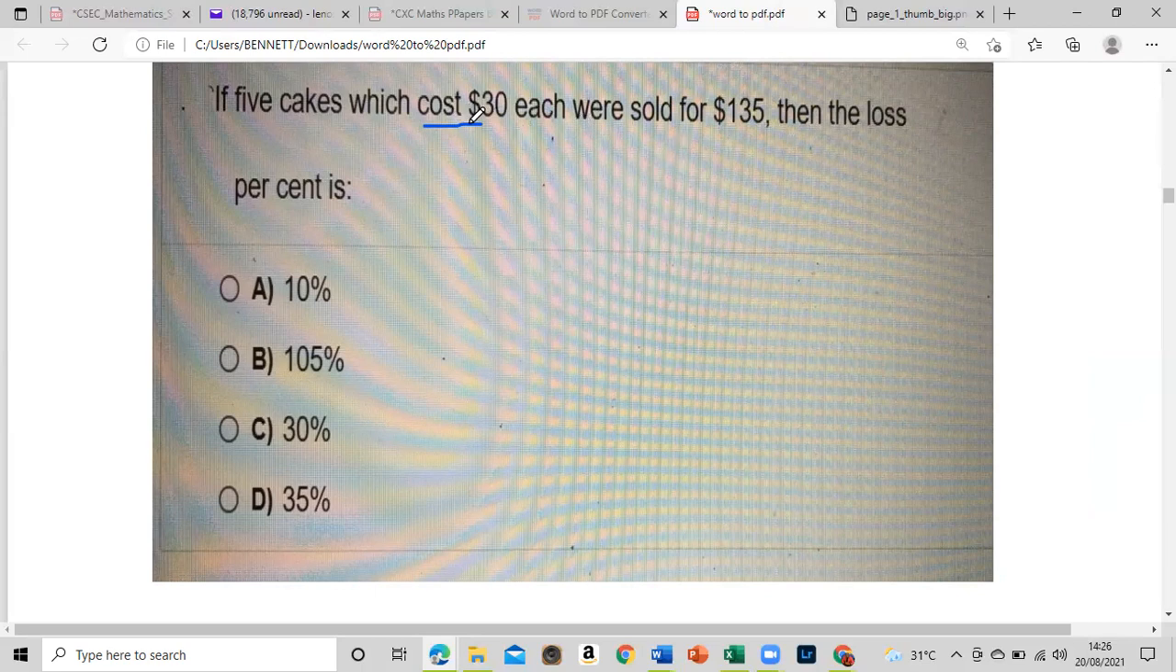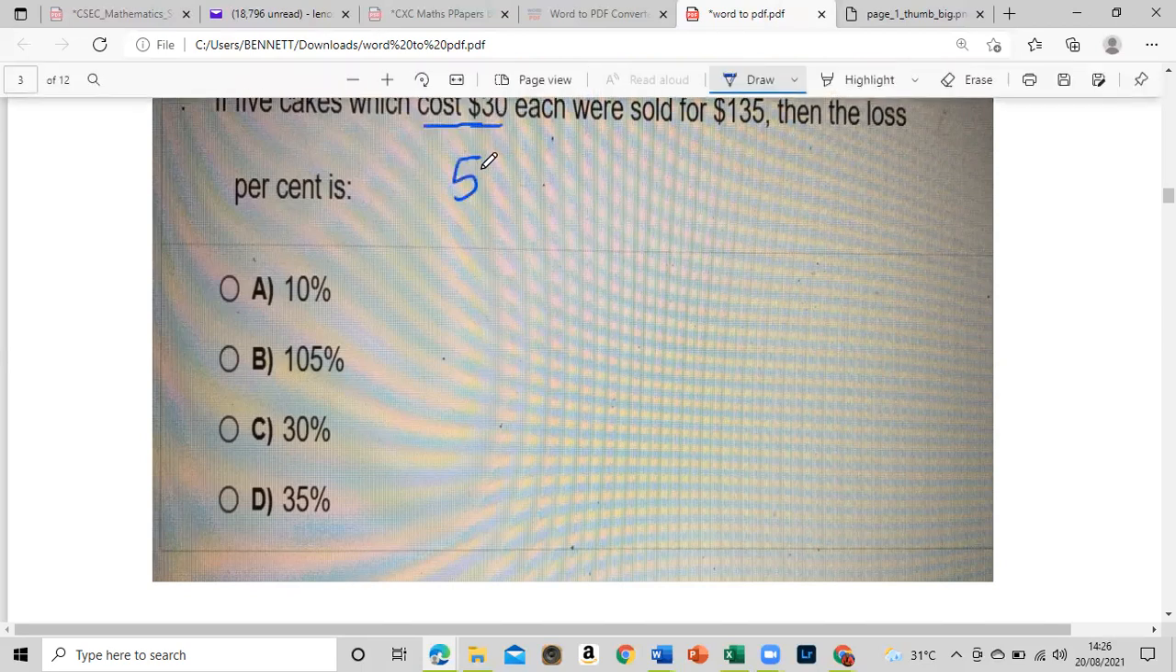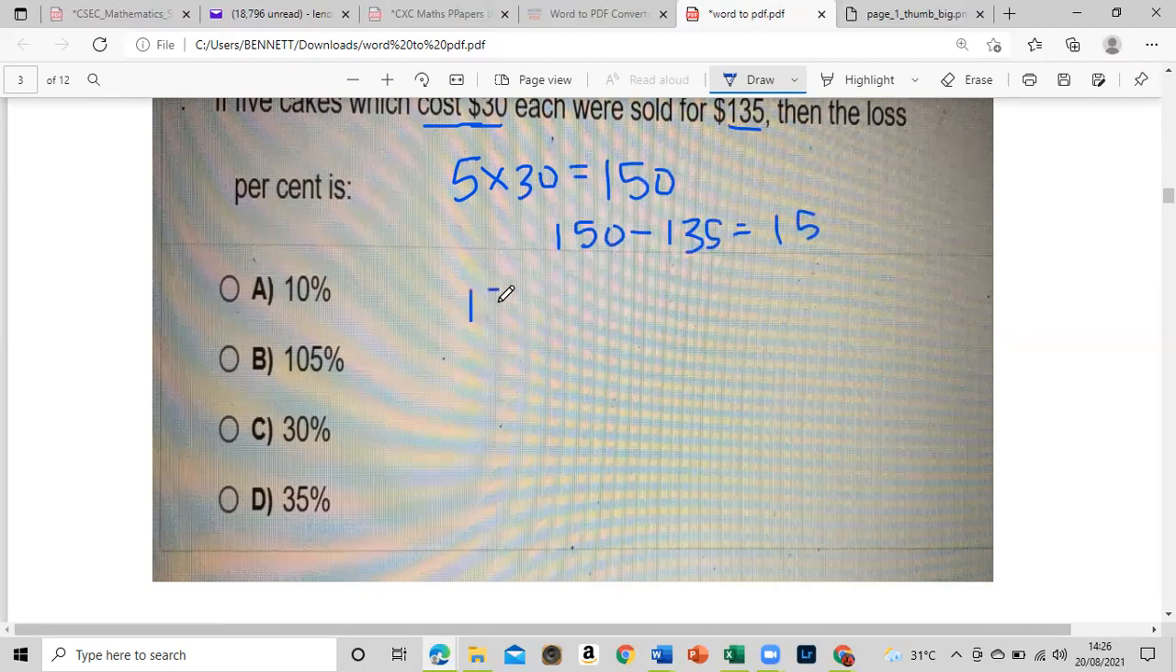So basically, you buy 5 cakes and you pay $30 each, so the total cost price would be 5 times 30, which is equal to 150. So basically, you pay 150, and when you sell, you make 135. So there's a difference, right? You lose. So it's 150 minus 135, which gives us 15. And then we express that as 15 over the cost price, which is 150, times 100. So it's 10%.